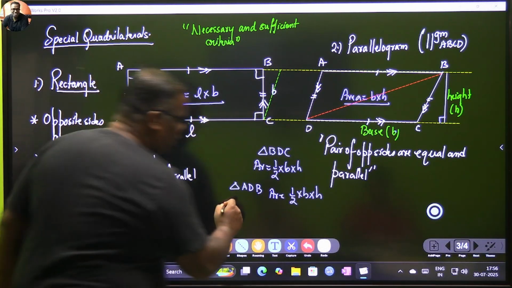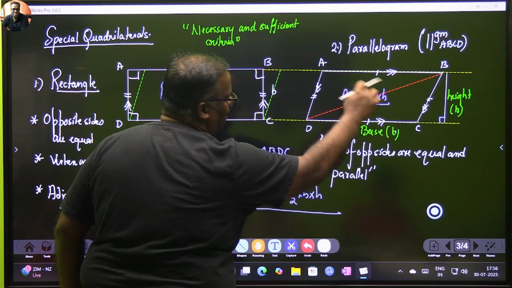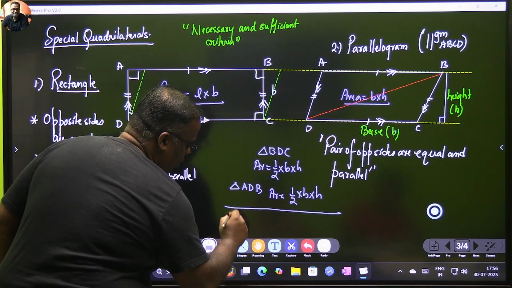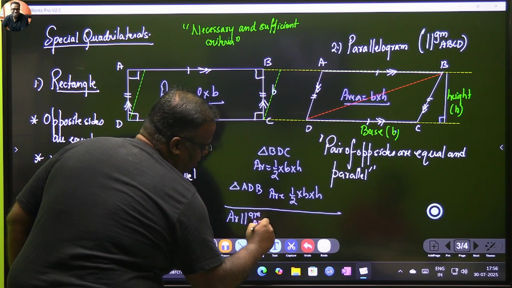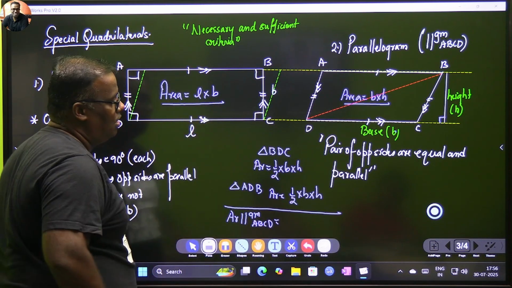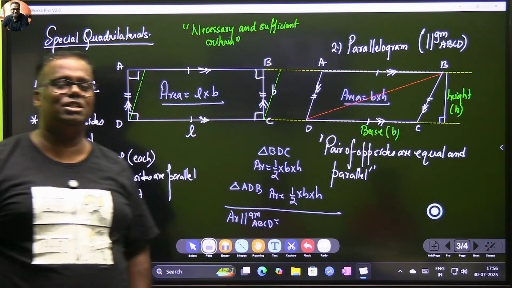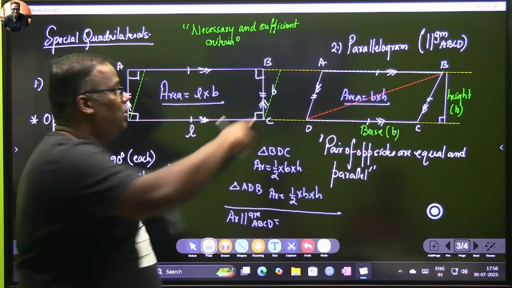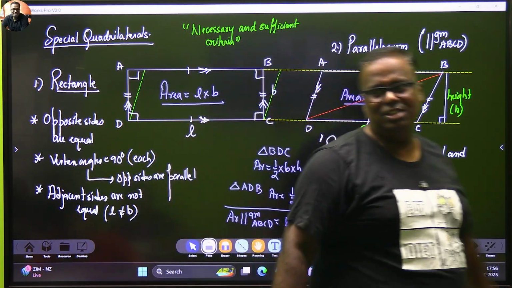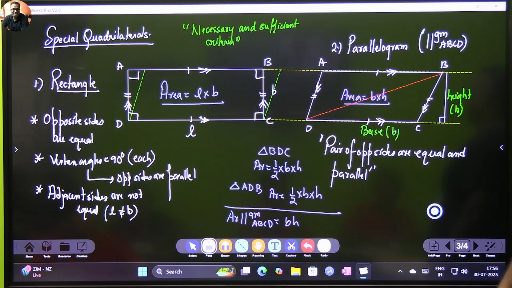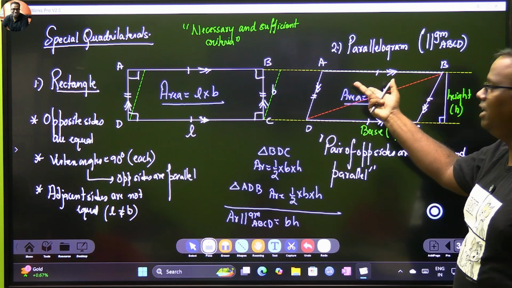And if you add these two, this triangle area plus this triangle area, you get the area of the parallelogram ABCD. Isn't it? So half BH plus half BH is 1 BH. That's why the area comes to B into H. First understand; maths is not done by reading like a parrot. Did you enjoy this part? Area of this triangle and area of this triangle.